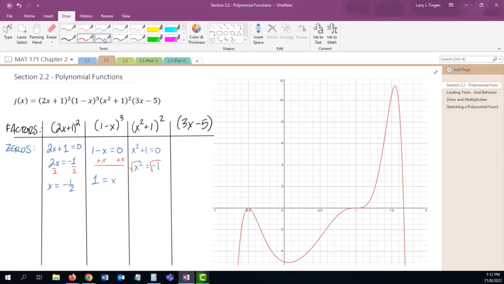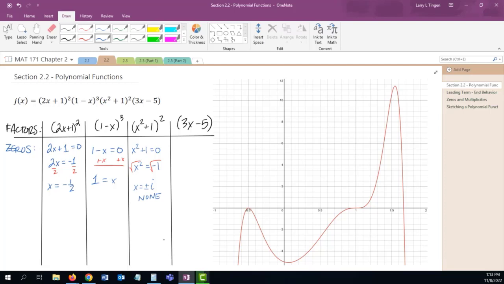Square root. X is equal to the positive and negative square root of negative 1, which is i. Okay, so whenever you do these, if you get a factor and you end up with an imaginary zero, it means that the square root of negative 1 is i.